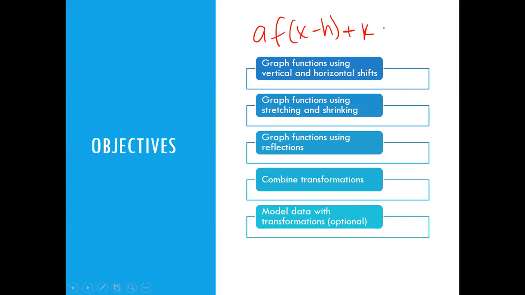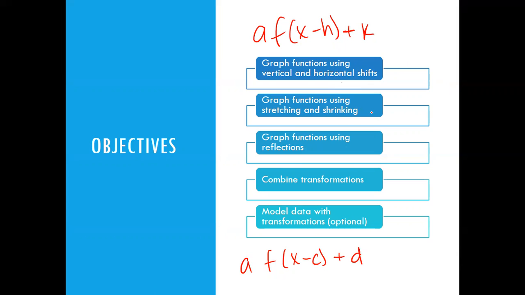F of X minus H plus K. Or sometimes instead of H's and K's, it is F of X minus C plus D. Same thing, H and K is just generally used for things with vertex, so like quadratic and absolute value functions. But you graph your function using vertical and horizontal shifts. Your vertical and horizontal shifts, those are your H and K, your C and D values.